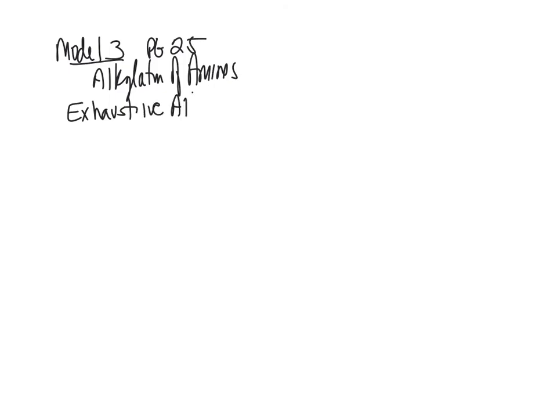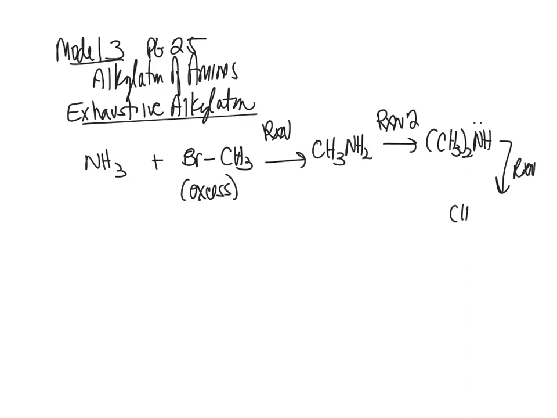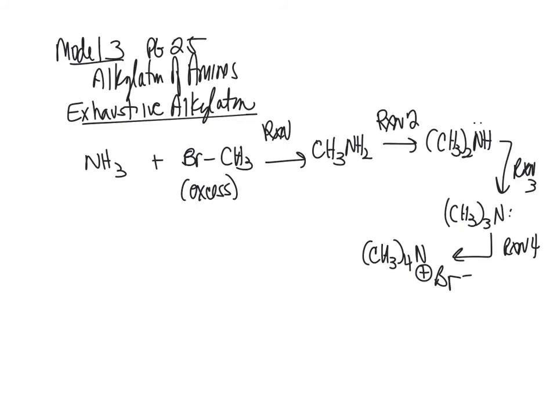Model 3. This is your POGIL activity 25, and this is alkylation of amines. And the first one is called exhaustive alkylation. And this is something that happens if you take an amine and you react it with an alkyl halide. And you don't even need excess, but in this case, you want to go all the way to the end. Reaction 2, you see we added another methyl. And then reaction 3, we added another methyl. And then reaction 4, we've added 4. We have 4 methyls. And there is our product.